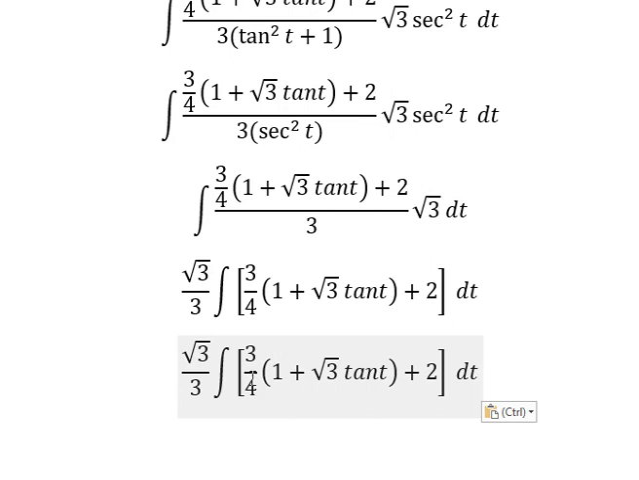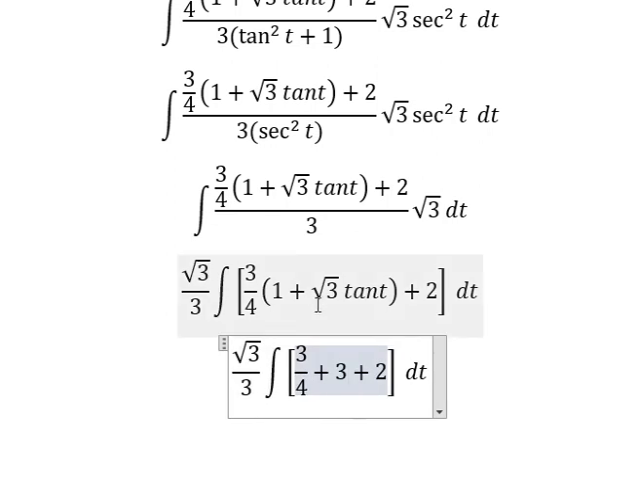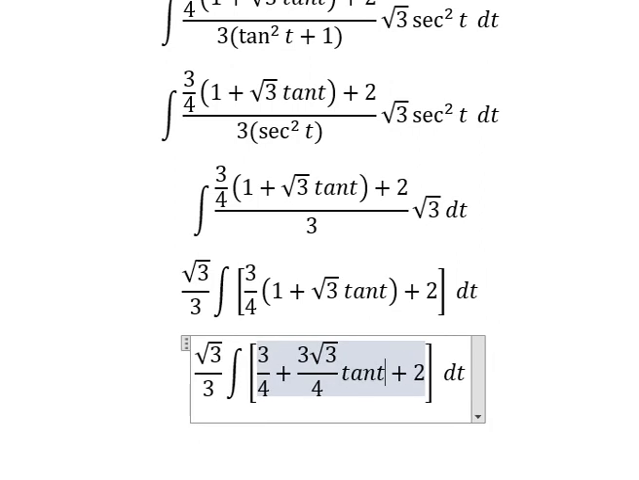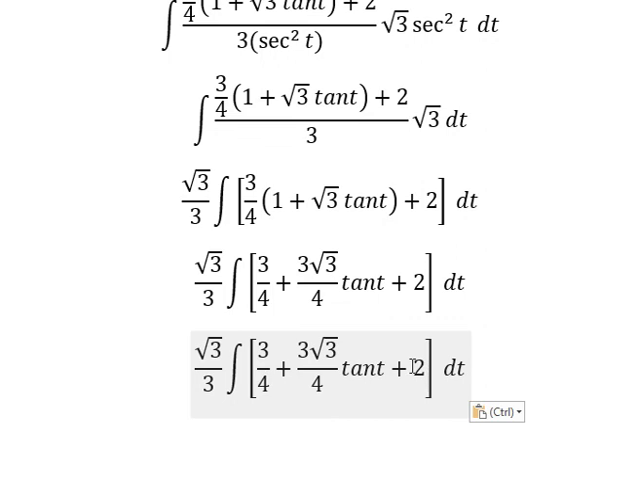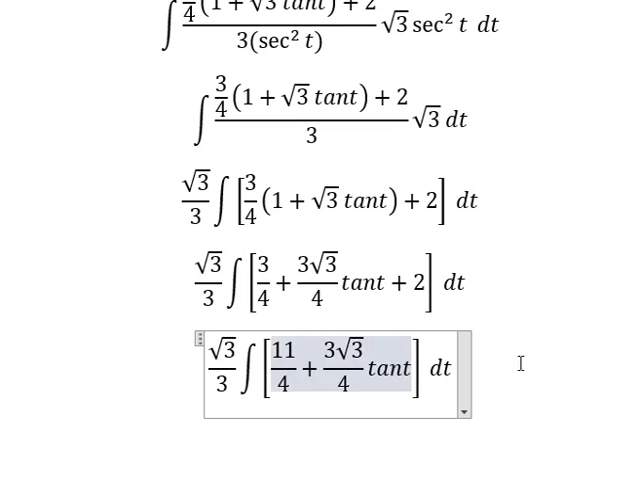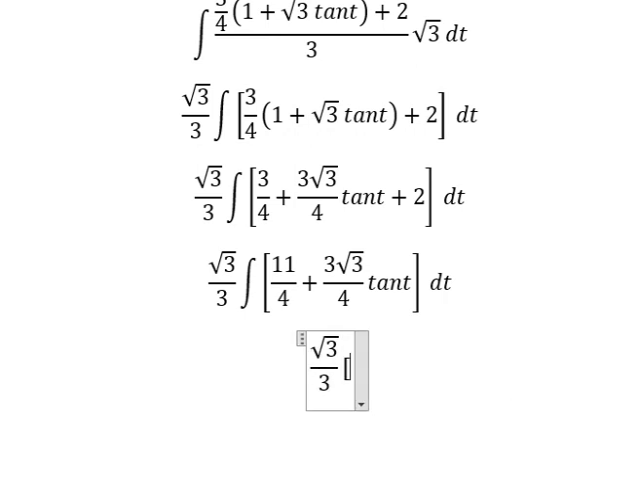Now 3 over 4 multiplied by number 1 and the square root of number 3 tan t. Three over 4 plus 2. You will get 11 over 4. The integral of 11 over 4, you will get 11 over 4 t.